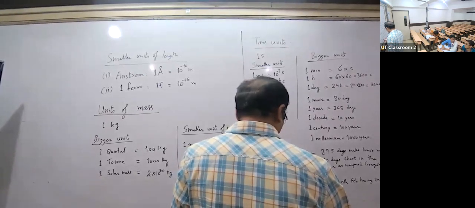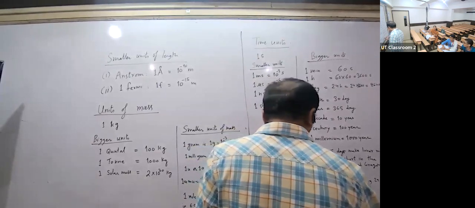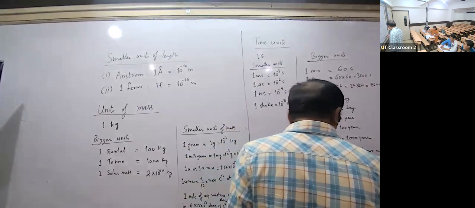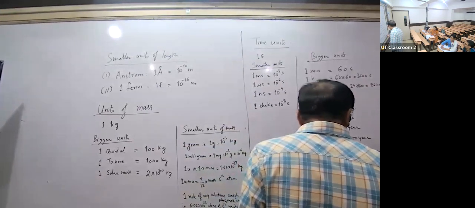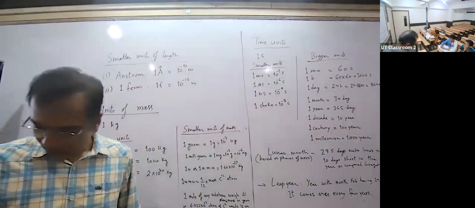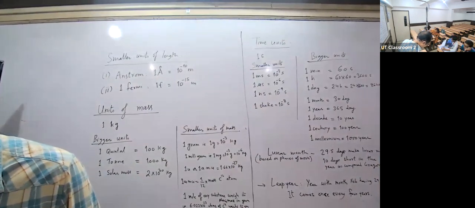So here, the month of February having 29 days comes once in 4 years. All right, so with this, we are done with all the units of length, mass, and time.